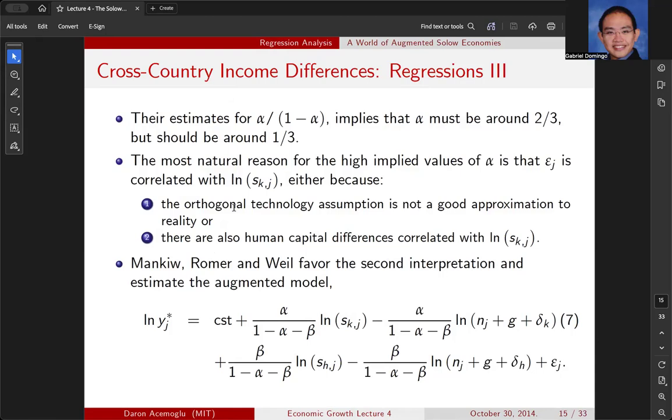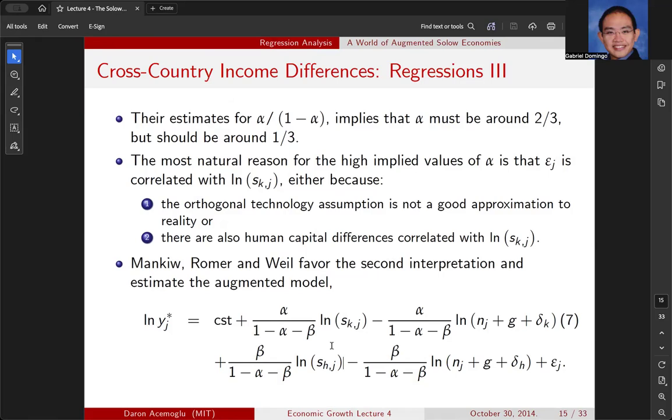Right. So now the most natural reason for a high implied value of alpha is that epsilon j is correlated with ln sk, either because the orthogonal technology assumption is not a good approximation or there are human capital differences correlated with ln sk. So they favor the second interpretation. So they add another capital version of human capital, shj here. And now they estimate this equation here, right?